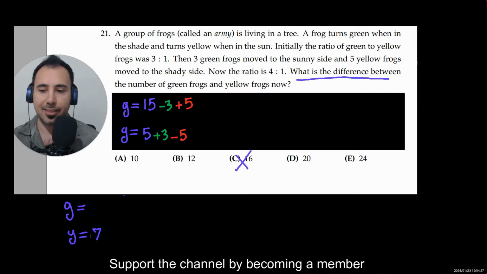This one didn't work. What is the next one? Yellow could be 7, G could be 21. This one plus 2, 23. This one minus 2, 23 over 5. No, this is not going to work. Okay, so let's go with the next one. This is 8. This is 24.